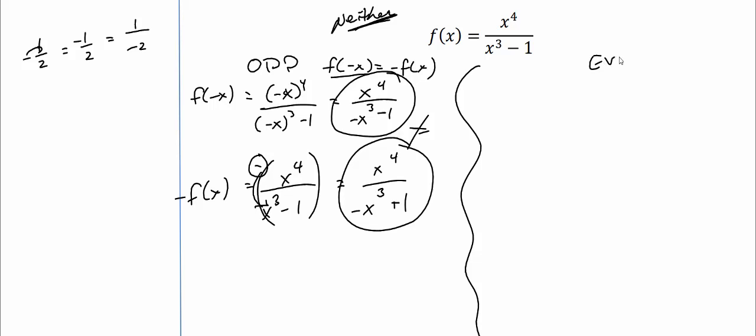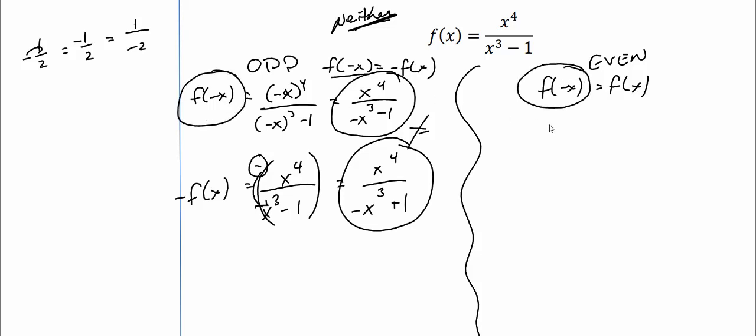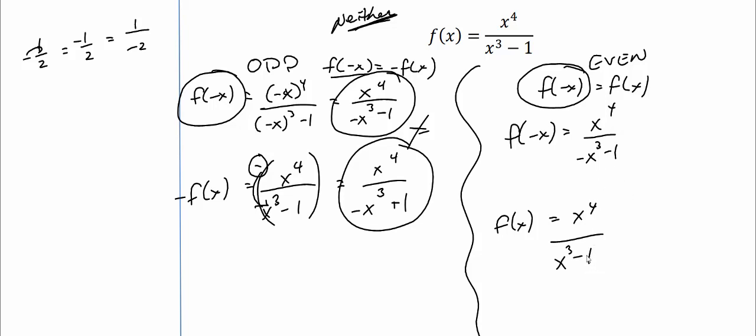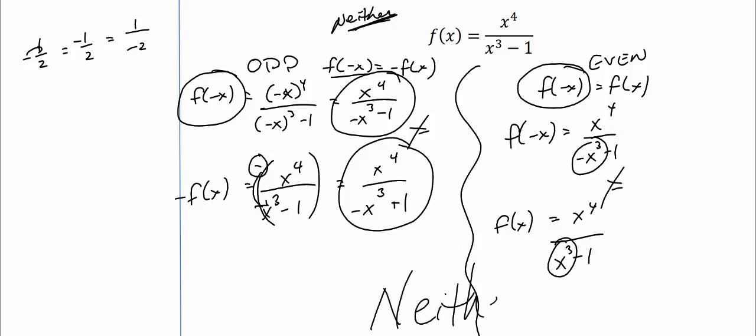So now let's do the even. So this is f of negative x is equal to f of x. Let's save you guys some time, because if I want f of negative x, didn't I already do that over here? So f of negative x is equal to x to the 4 over negative x to the third minus 1. Oof, that was bad vocabulary there. So f of x, the regular one, is just the original function again, x to the third minus 1. So you can see that now this one is negative and this one's positive. So that's why they are not equal. So therefore, this is a neither function.